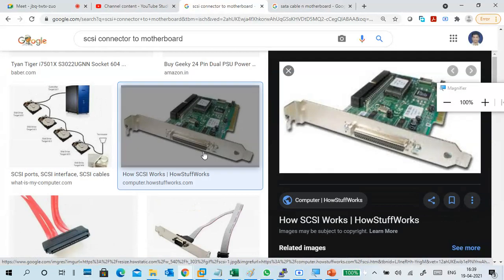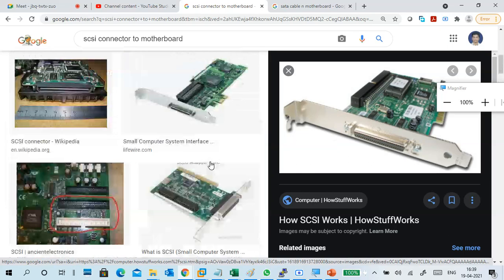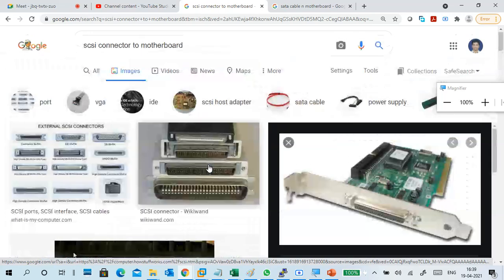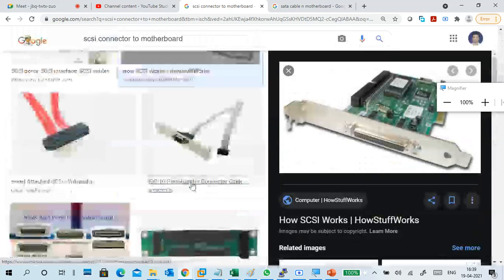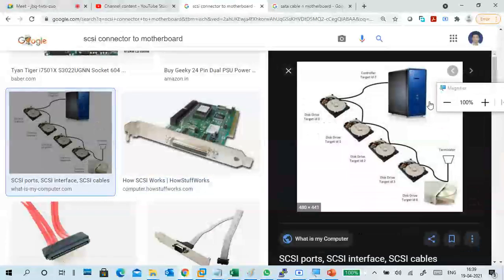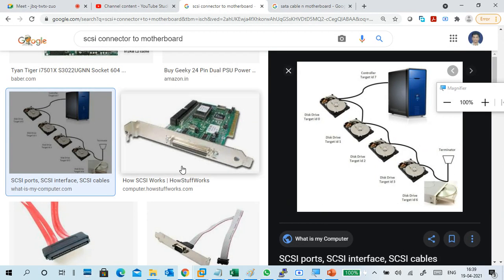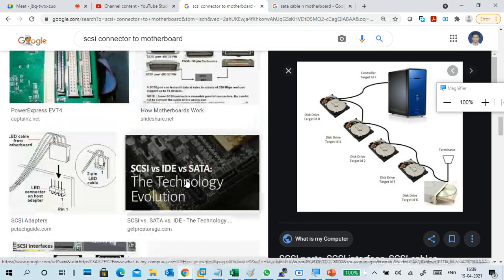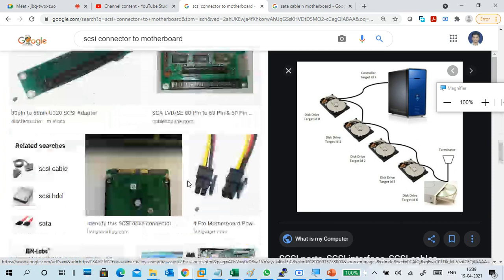Once you are connected, internally and externally we can connect a number of disk drives. Externally also we can connect like this, one disk, another disk. Internally means the original picture will also be there.